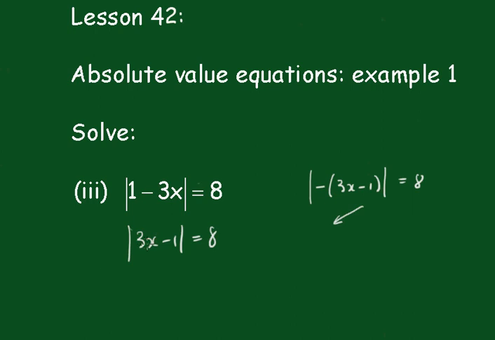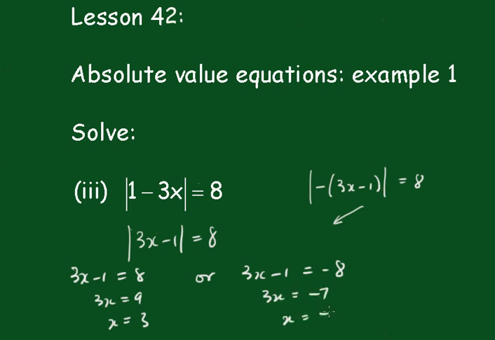We're not going to use the number line here. It's much quicker just to write that as 3x minus 1 equals 8, or 3x minus 1 equals -8. So 3x is equal to 9, x equals 3, and here 3x equals minus 7, x equals minus 7 over 3 as your final result.